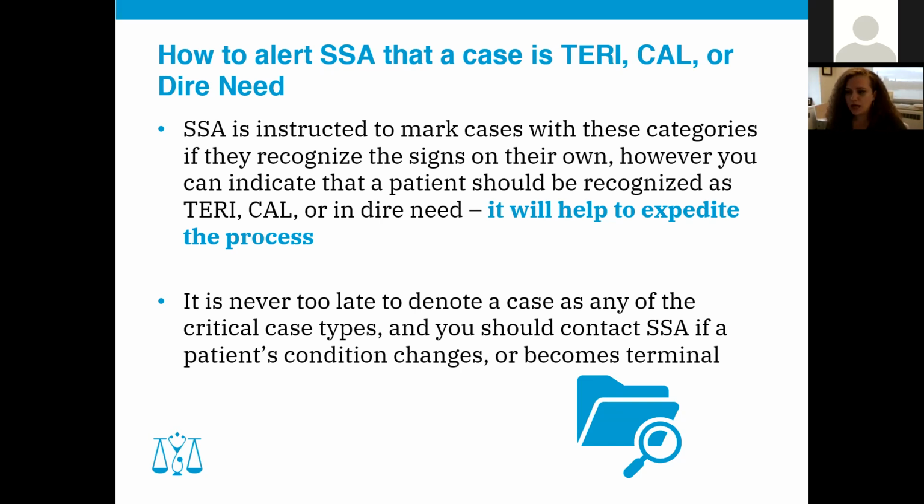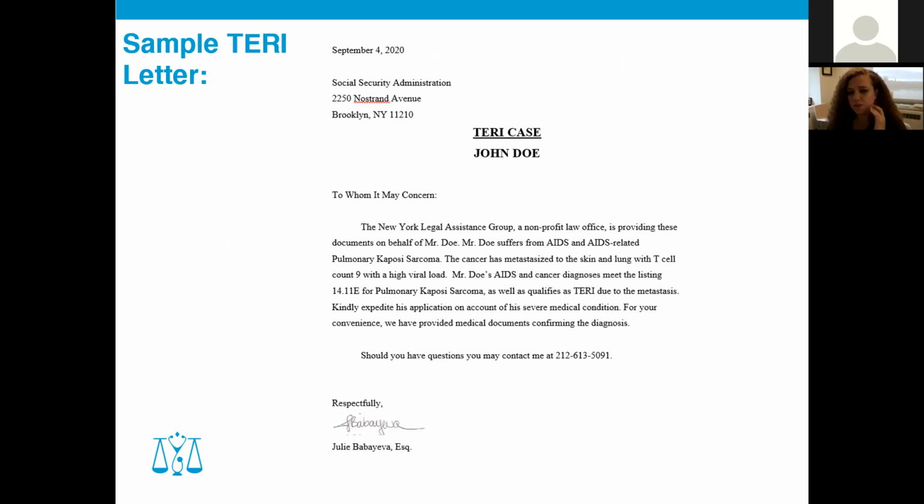So for example, if a person applied and they thought they had stage 3, but they went to another appointment and it was discovered that it progressed and it's now stage 4, you can submit that document. You can submit an advocacy letter, which will explain this kind of situation. So I've put up a really quick sample advocacy letter that we've used. It doesn't have to be anything extremely lengthy, just explaining the diagnosis, how this person meets a listing, and how this person qualifies for TERI or CAL processing, and just a request to expedite. We put in very big letters on top TERI case so that it catches attention, and we've had success with these kinds of letters.